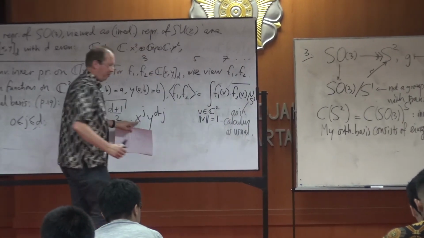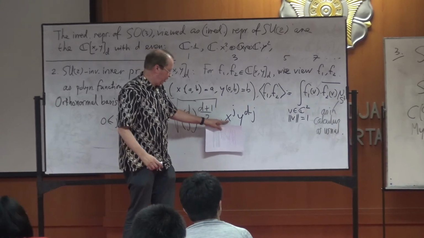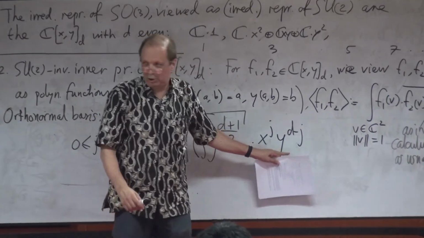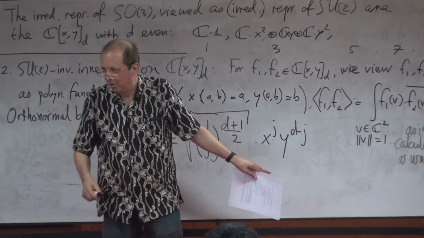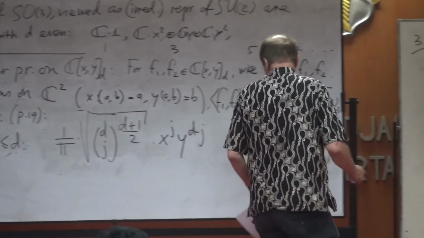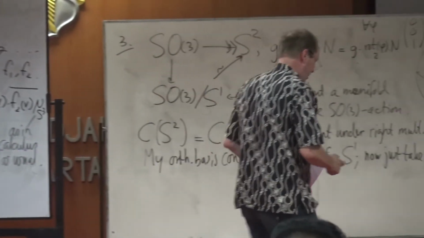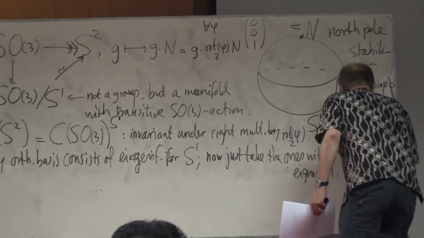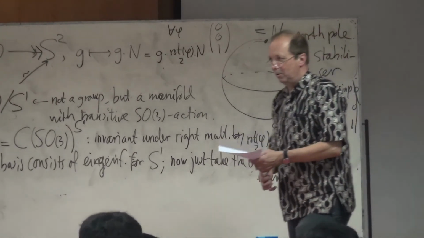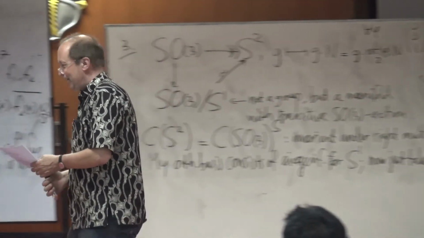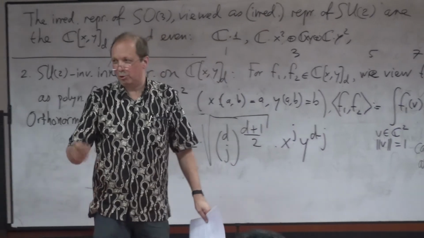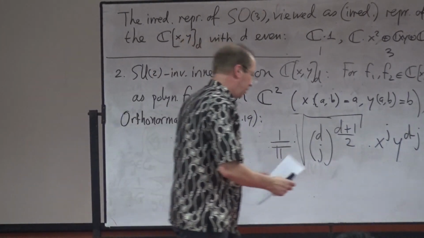That means that this scales with e to the i phi to the j, and this scales with e to the i phi to the d minus j, with a minus also. So they have to be equal, right? So you have to take j is d over 2. And now we're happy that d was even, because then you have x to the d over 2 times y to the d over 2. So those are the ones that give you the basis here.